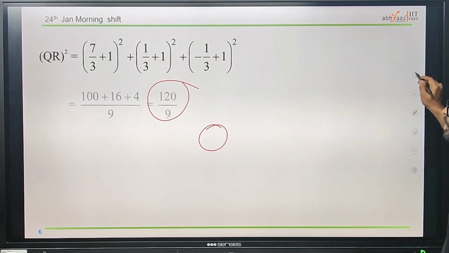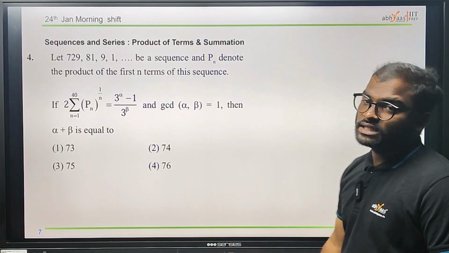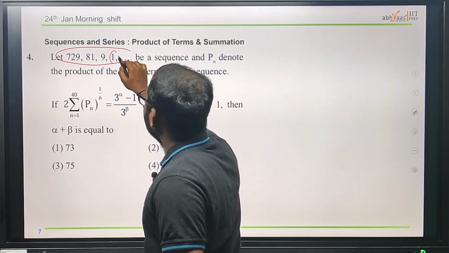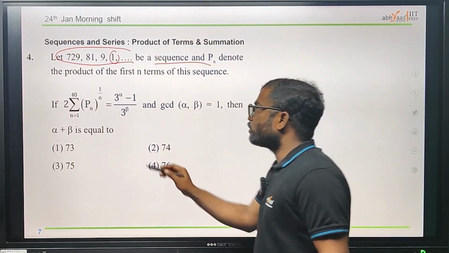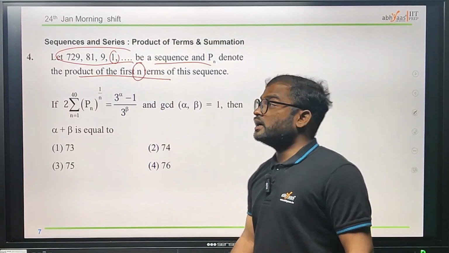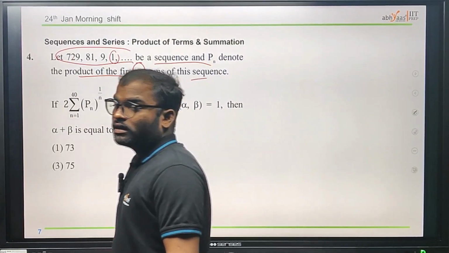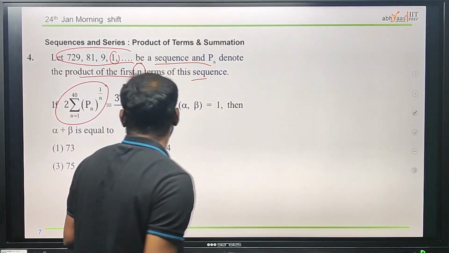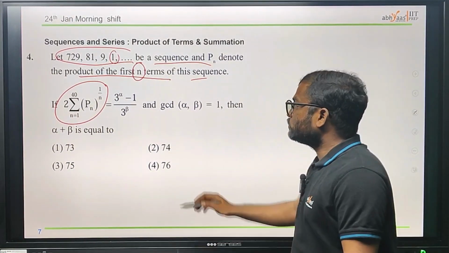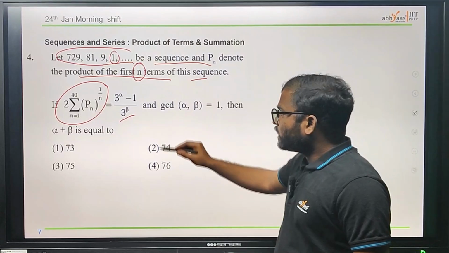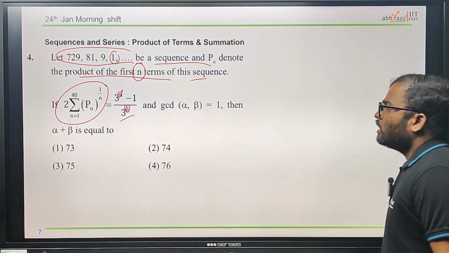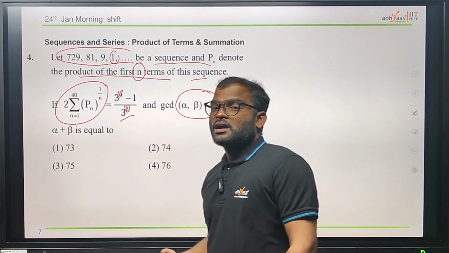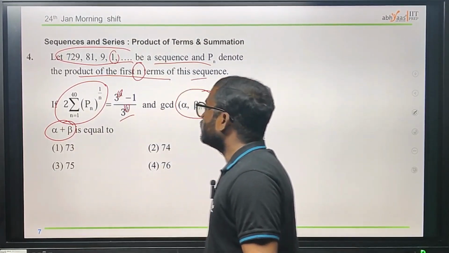Next, on the next question, we have a problem on the basis of sequence and series. If you observe, they have given the sequence from 729 up to something like 1. Let it be a sequence, and P_n denotes the product of the first n terms of this sequence. Then the condition they have given is that the summation of P_n power 1 by n is equal to (3 alpha minus 1) divided by 3 beta. We need to find this alpha and beta, and GCD of alpha comma beta must be equal to 1. Then they are asking for alpha plus beta. Ultimately we need to find alpha and beta.